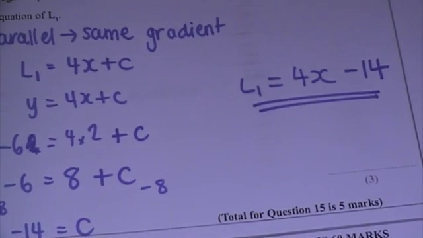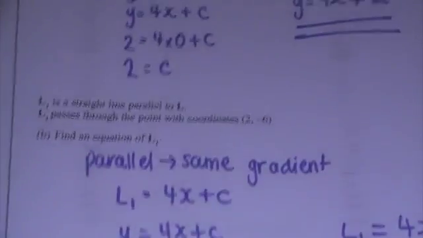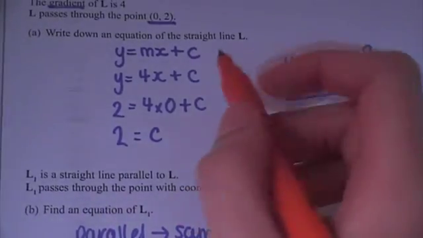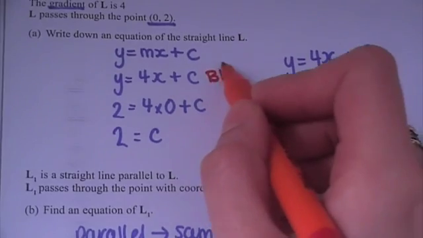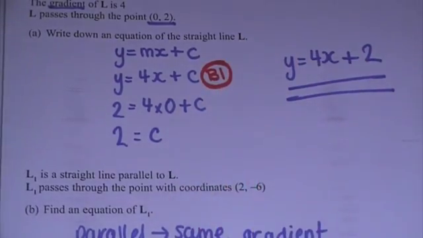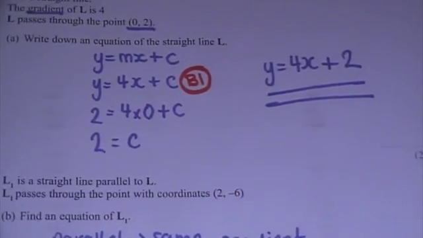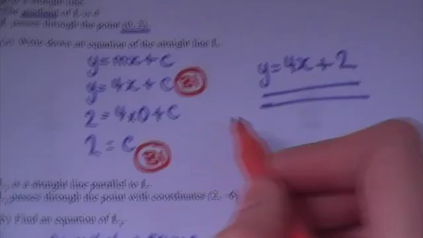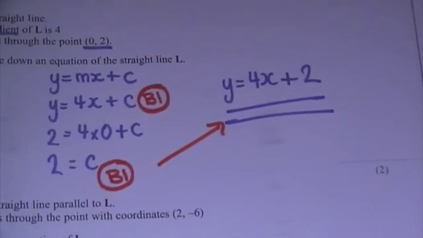So the mark scheme for 15A and B. 15A was 2 marks. Your first one was a working mark for realising the gradient was 4 and plugging that in. And the second one was for calculating c as 2. And that would leave you with y equals 4x plus 2.